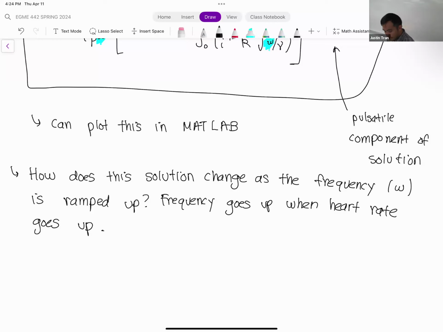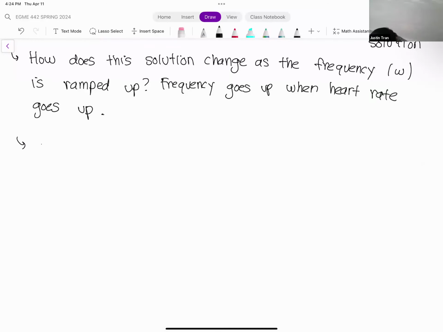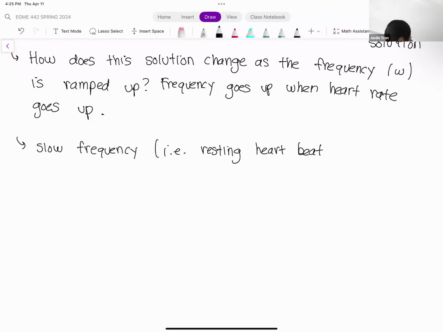Okay. So in particular, let's look at a couple situations. Let's look at a relatively slow, or low, frequency. These will be situations when maybe you're at rest, or about to go to sleep, or just waking up. And in these situations, when your frequency is relatively low, what's been observed inside the cardiovascular system is that your flow rate, or your velocity, looks very parabolic.